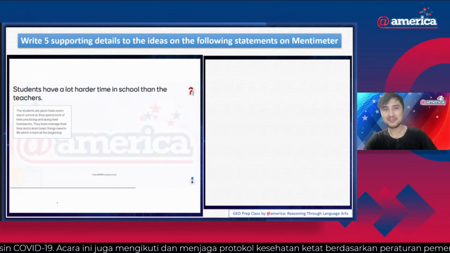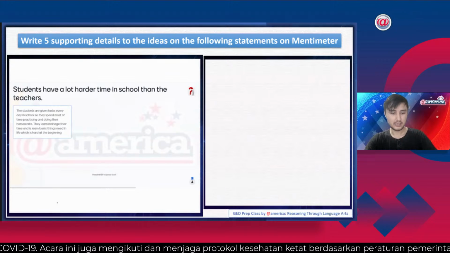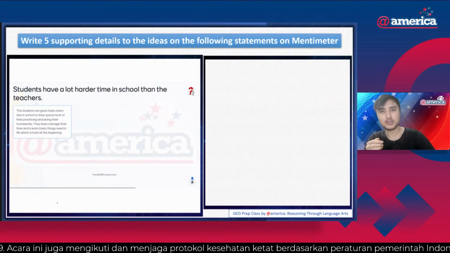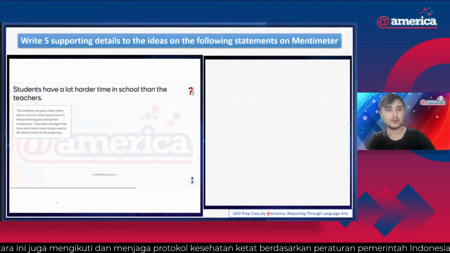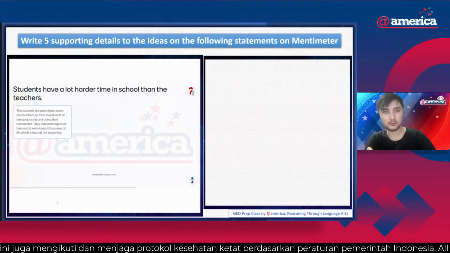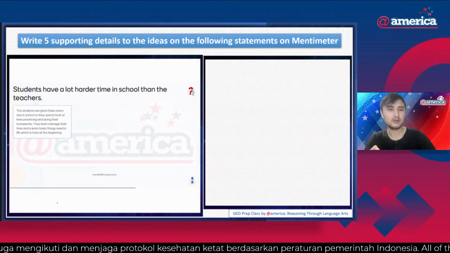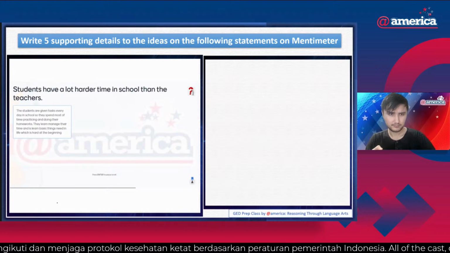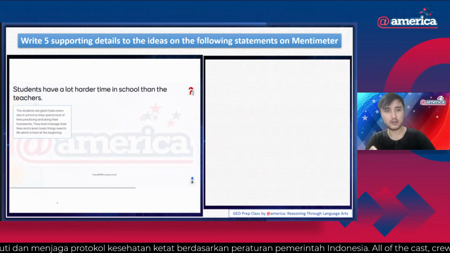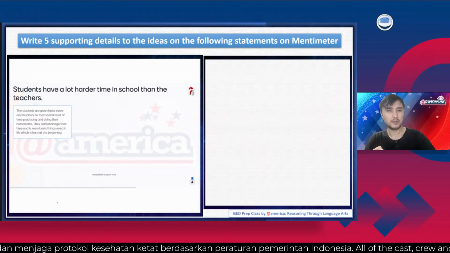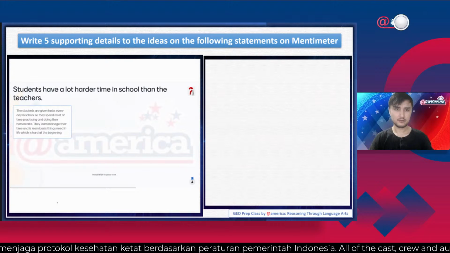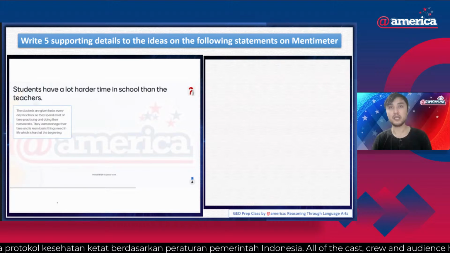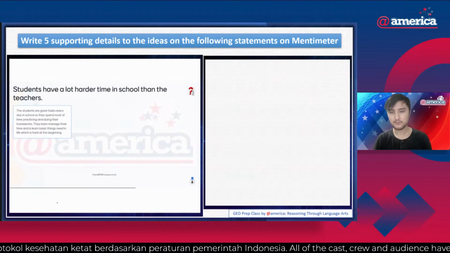Okay, this one has one response only. Students have a lot harder time in school than the teachers. The students are given tasks every day in school, so they spend most of their time practicing and doing their homework. They learn to manage their time and learn basic things needed in life, which is hard to begin with. Okay, this is good. This is good.